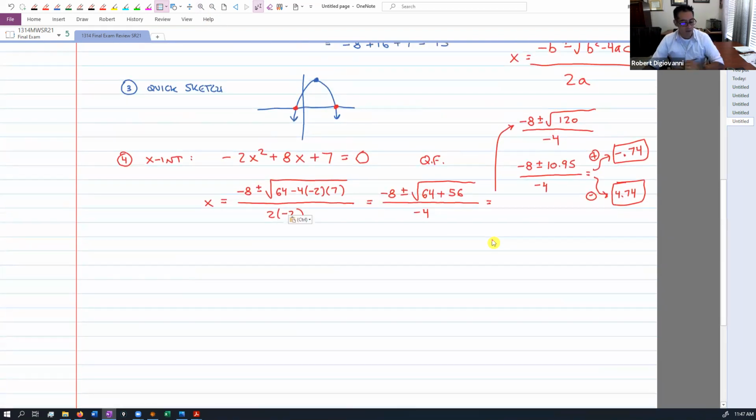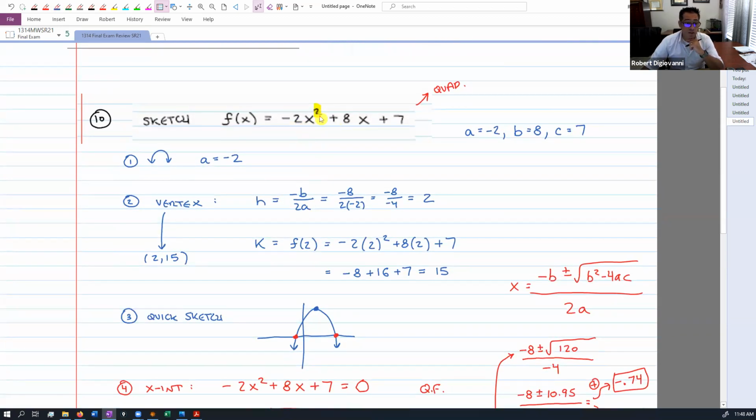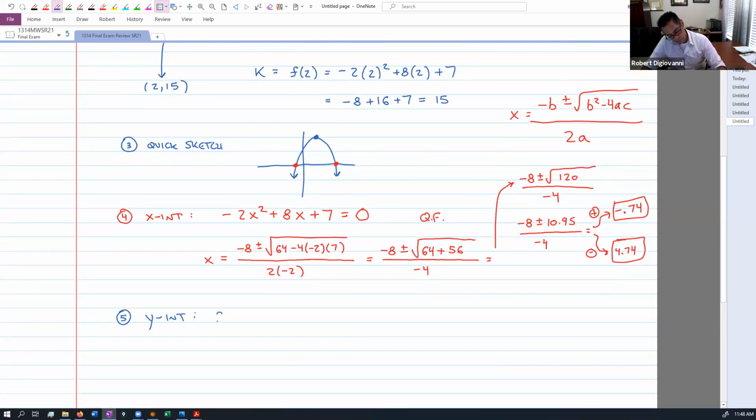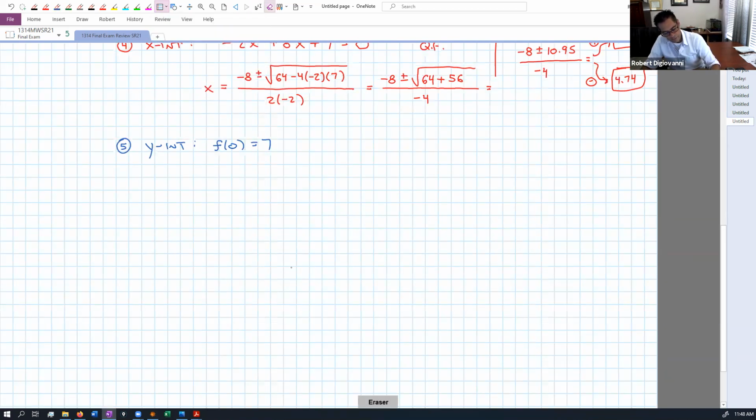All right, so now step 5. I need the Y-intercept. For the Y-intercept, I just plug 0 into the function and I get 7. All right, now we're ready to put it all together here. So go to draw my graph. Let me change this to graph paper.